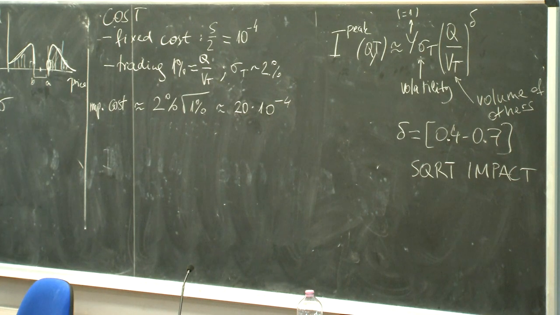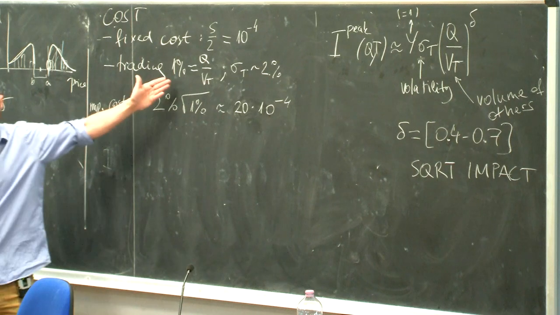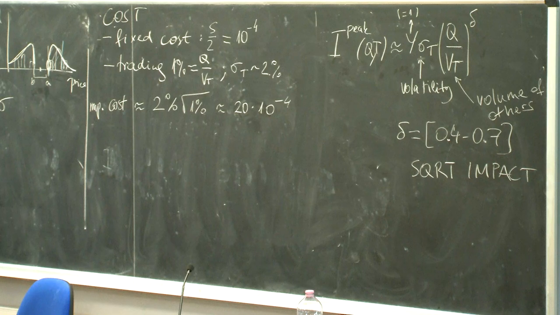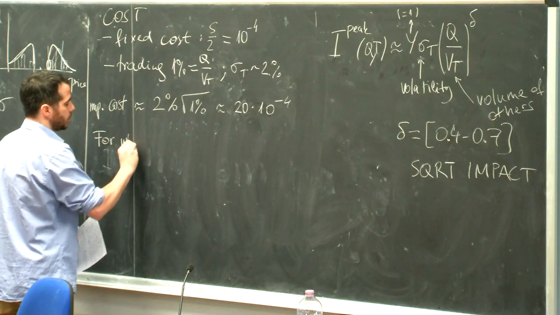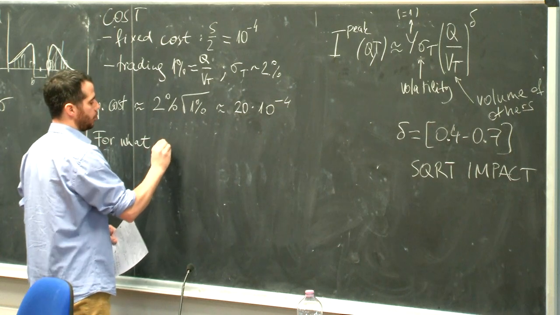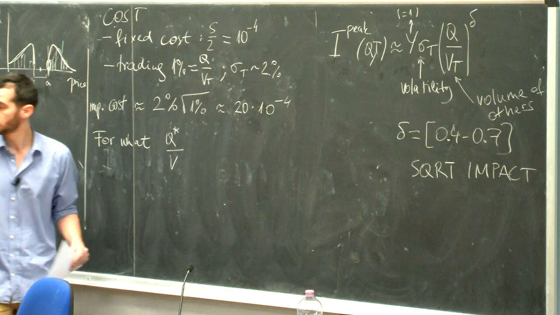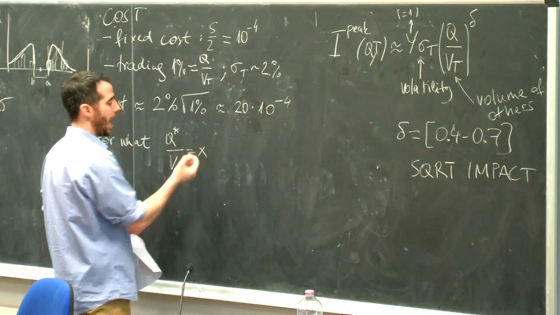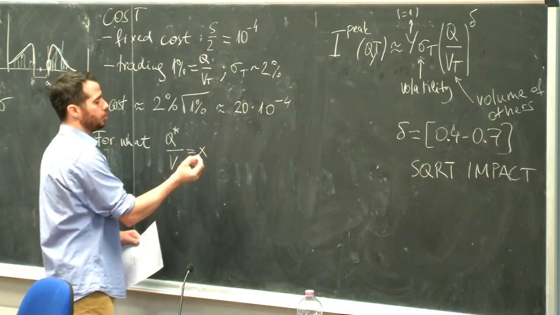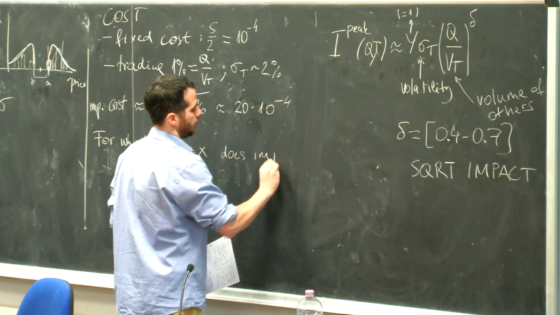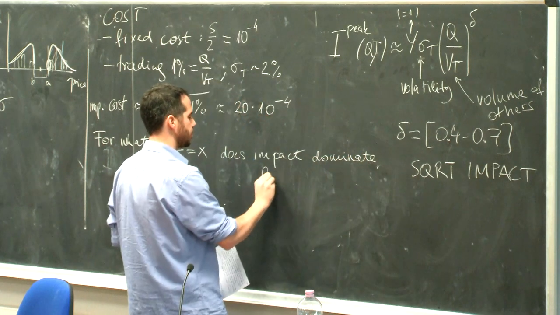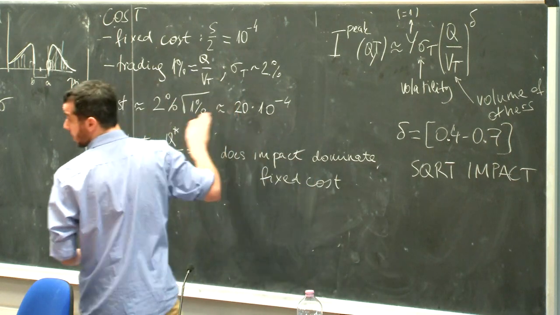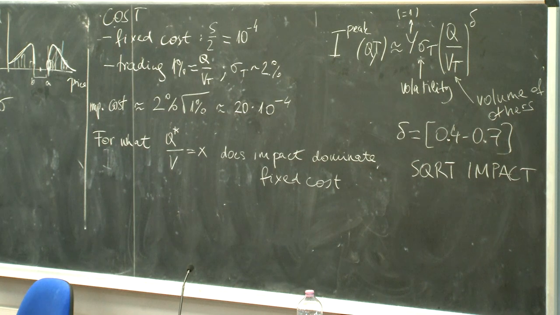Another type of question that came up, which I think is good to think about, is this: okay, so this is 1%, but that is big, right? At what size can we come up with a super hand-waving equation for Q star over V, which for simplicity I will call X? So at what size does impact dominate, or become larger than, the fixed costs, which is the spread? I'm going to do the same calculation, with an unknown in it.